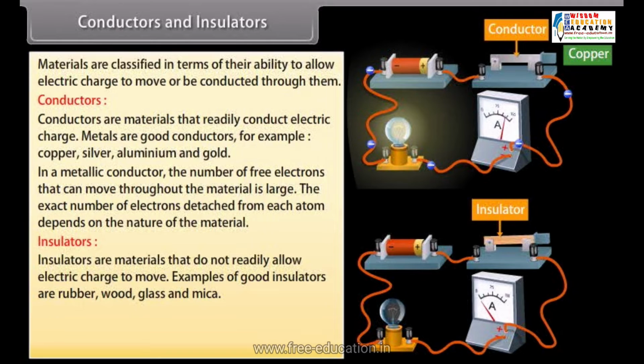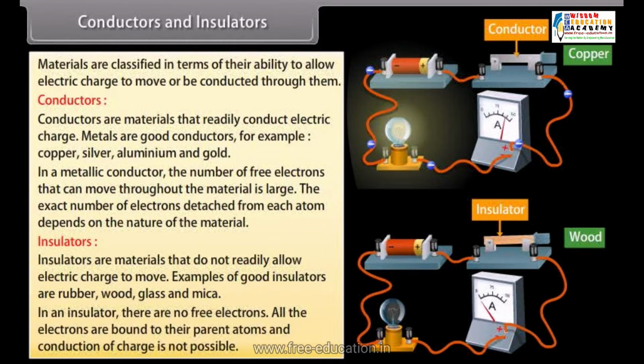Insulators are materials that do not readily allow electric charge to move. Examples of good insulators are rubber, wood, glass and mica. In an insulator, there are no free electrons. All the electrons are bound to their parent atoms and conduction of charge is not possible.